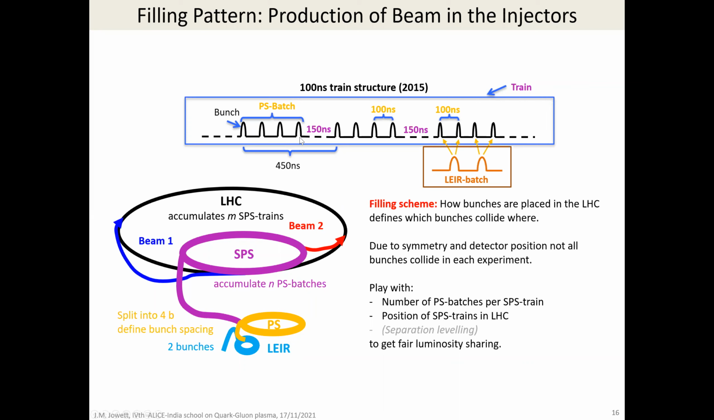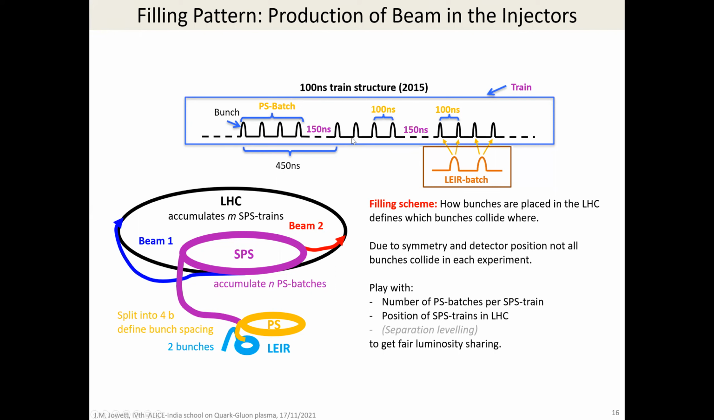The bunches are separated in time by 100 nanoseconds. Batches are separated by 150 nanoseconds. And those are then accumulated. The PS batches are accumulated in the SPS to make trains. Those long trains are injected several times into the LHC until they fill the circumference.